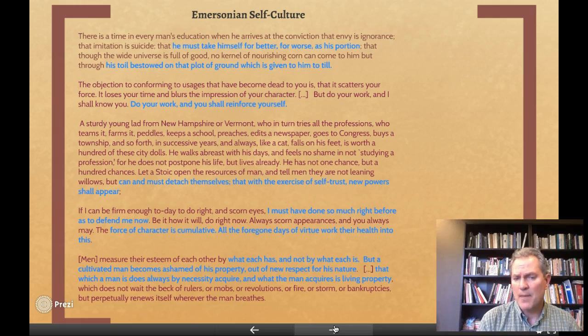And then lastly, an example where Emerson talks about, like, what do we get from self-culture? Well, he says too much people look at property. They esteem each other by what they have and not what they are, right? But a cultivated man, notice cultured, cultivated. A cultivated man becomes ashamed of his property, Emerson says, out of a new respect for his nature. That which a man is does always by necessity acquire, and what the man acquires is living property, Emerson says. So there's this idea that in Emerson, in Romanticism generally, building yourself is kind of the most important property that you have in life.